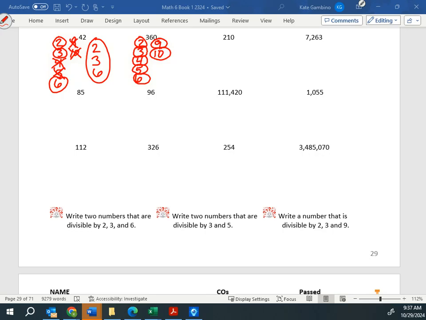Does it make sense what we need to do? On the bottom, you need to figure it out. Write 2 numbers that are divisible by 2, 3, and 6. So find 2 numbers that you can divide by 2, 3, and 6. Write 2 numbers that are divisible by 3 and 5. Write a number that is divisible by 2, 3, and 9. Okay, so you pick numbers.